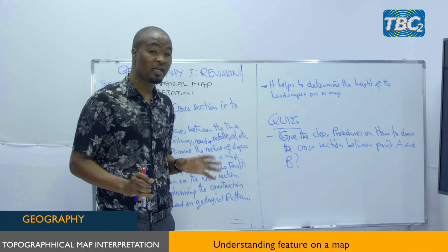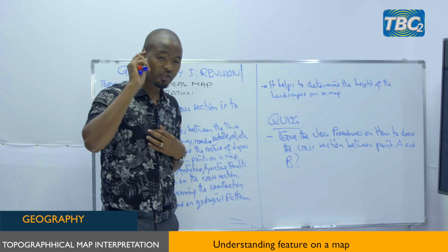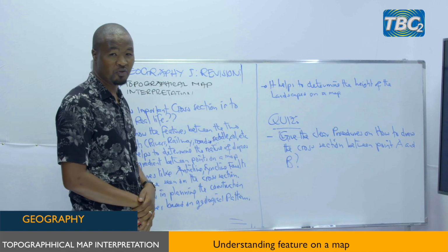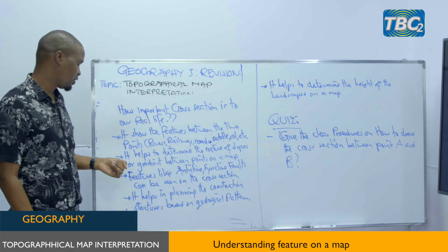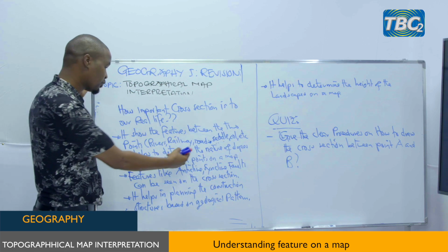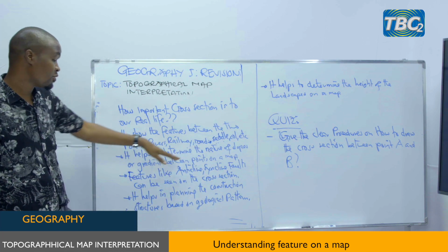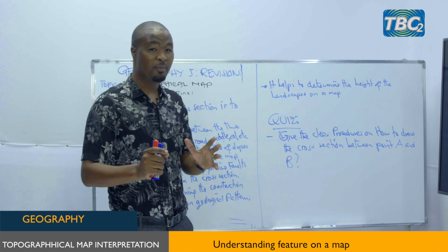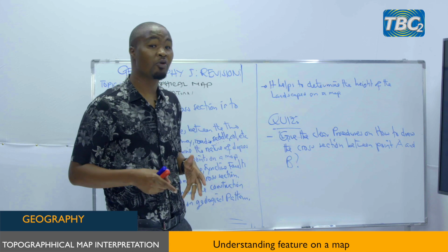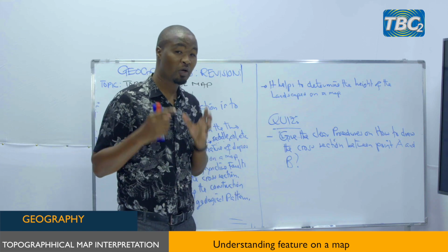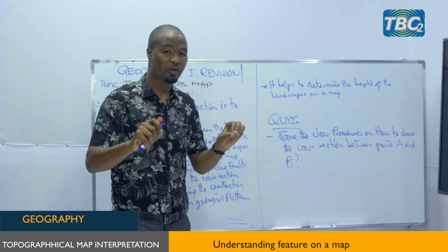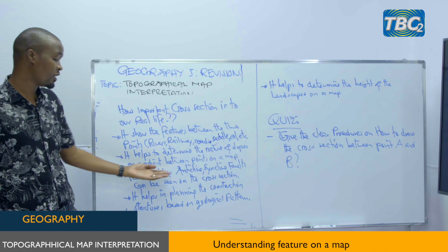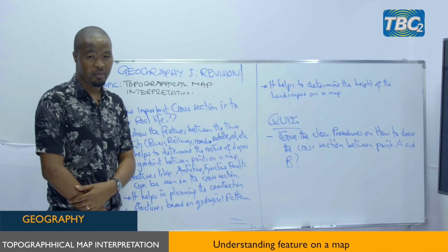This is what we call the natural features. It means through cross section, once you draw the cross section between the 2 points, you can determine either natural or artificial features like this one, as I've mentioned. Then it helps to determine the nature of the slope or gradient between the 2 points on the map. As we have seen earlier, how to draw the cross section, and at the same time, how to calculate the slope or the gradient between the 2 points. Through cross section, you can determine the nature of the slope or gradient between the 2 points on your map.